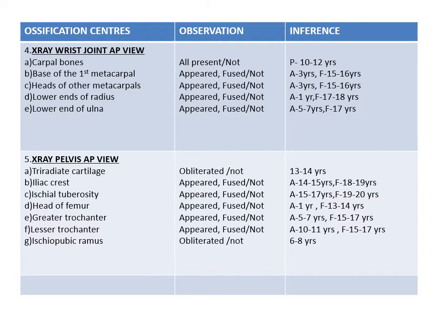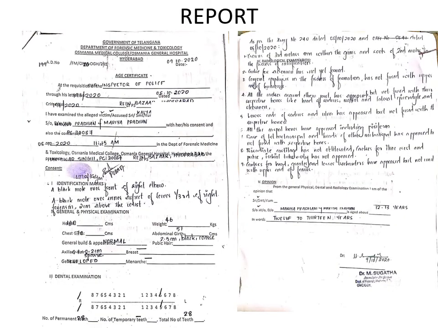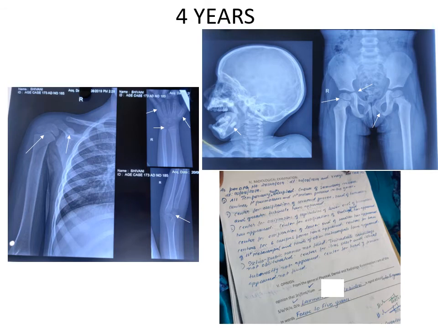So this ischiopubic ramus is the first one to obliterate. Now coming into the report, this is how it looks. This is how we give the age estimation report, which appears like this. So at the age of 4 years, here you can see the center of acromion has not appeared.